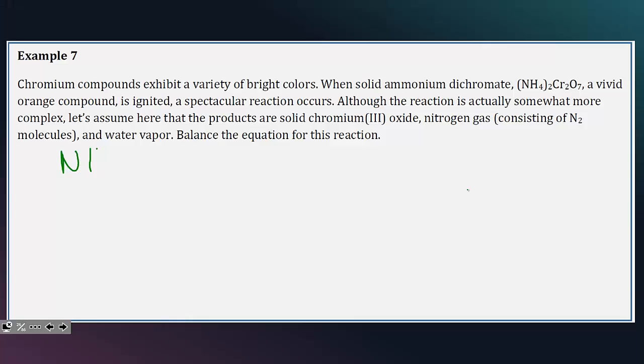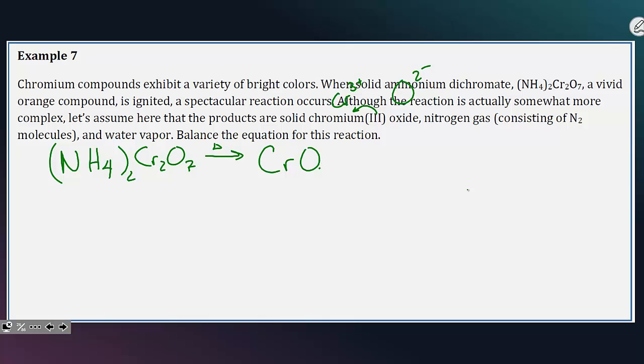So ammonium dichromate, when heated, produces chromium 3 oxide. That 3 tells us that chromium must have a +3 oxidation state. Oxide is always a -2, so it would take 2 chromiums for every 3 oxides. It also produces nitrogen gas and water vapor.